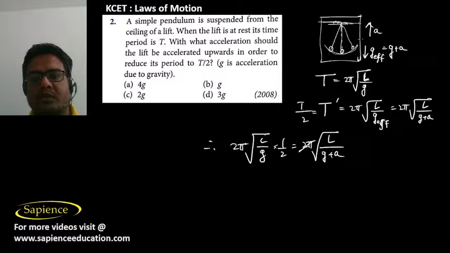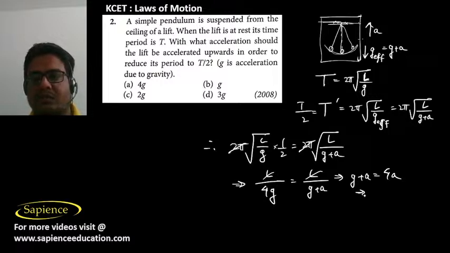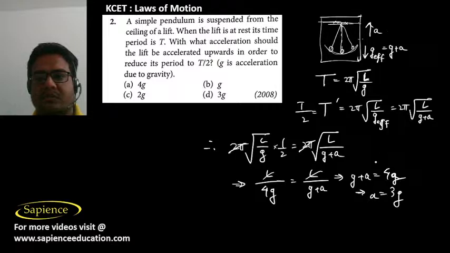So 2 pi and 2 pi will cancel, and root L and root L will cancel. Then if we square both sides, we get L by 4G equal to L by (G plus A). So L and L will cancel, and G plus A will be equal to 4G. Therefore A should be equal to 3G. So if the lift is accelerated upwards with an acceleration of 3G, then the time period of the simple pendulum will reduce to T by 2. So option D is the correct answer.